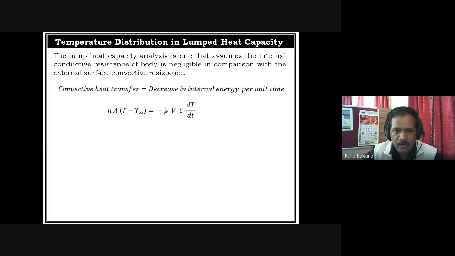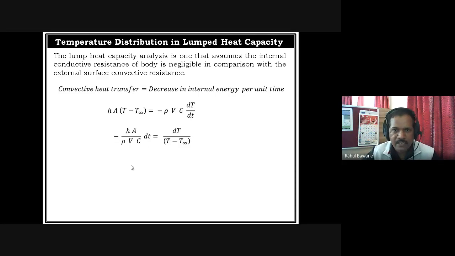Now m is mass, and mass can be expressed in terms of density and volume, so m will be rho times V. So mCp delta T, but per unit time, and it is decreasing, so we show a negative sign. So rho V c dT/dt, the change in temperature per unit time.